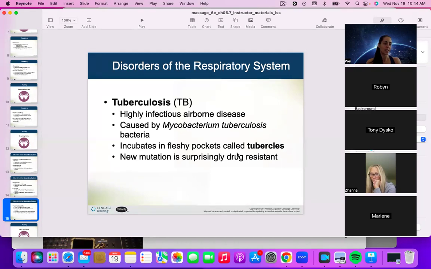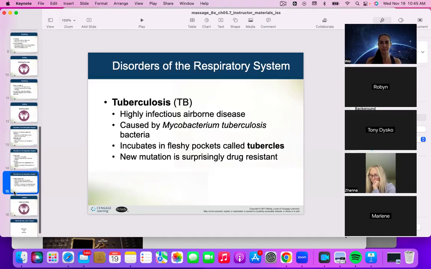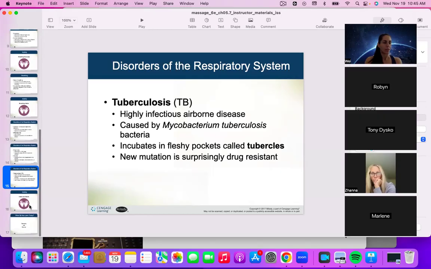So the location is most likely in the lungs, right? And the bacteria may be transported from the bloodstream to the tubercles forming in other parts of the body, like the bones and the kidneys. That's why they have a vaccine for TB. And it's more present in third world countries. So they give you like a shot when you're a little kid.